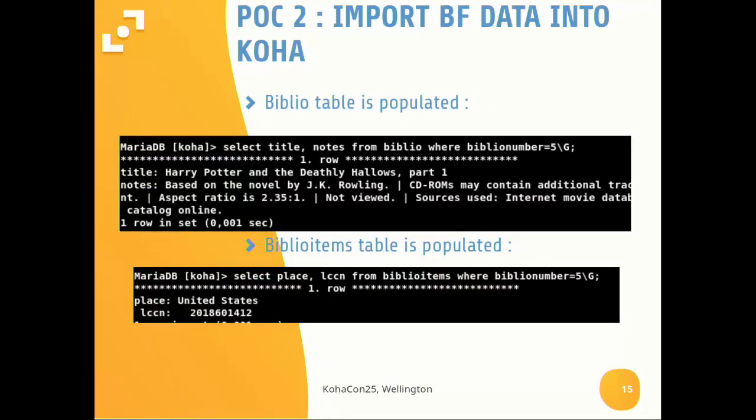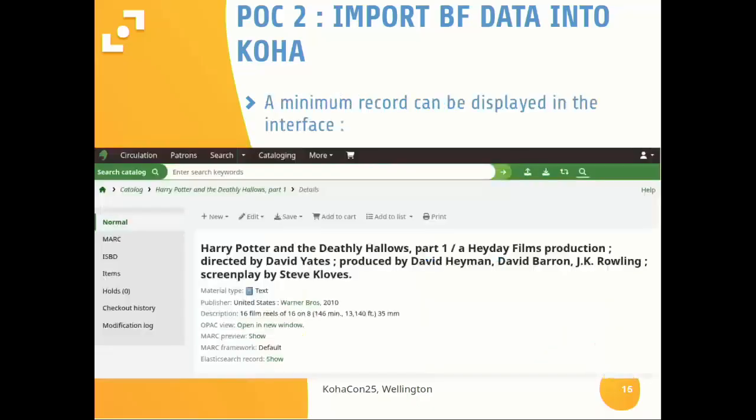And this is the part where you can see that the data from the RDF XML file has been extracted by the transform RDF data to Koha function, so it can populate the biblio and biblioitems tables. And then the results. You can see that Koha is now able to display a minimum record that was imported using this new script, this new tool. Again, plenty of things still to do, but this is a start.